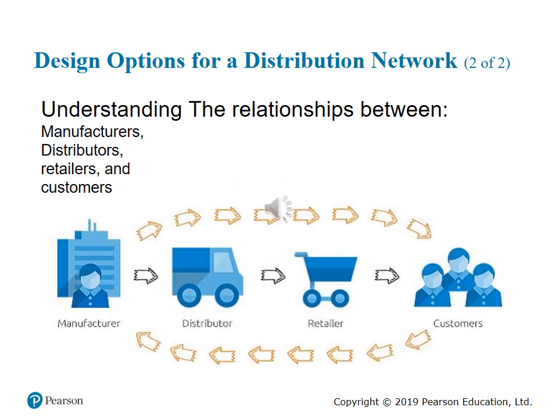Okay, so before we go further and discuss the 6 design options that we have for a distribution network, we need first to understand the relationships between manufacturers and customers. Sometimes the relationship is direct. So we have the manufacturer and we have the customers, and customers place orders directly to manufacturers, and then they get products directly from manufacturers, as we see in the outer cycle here.